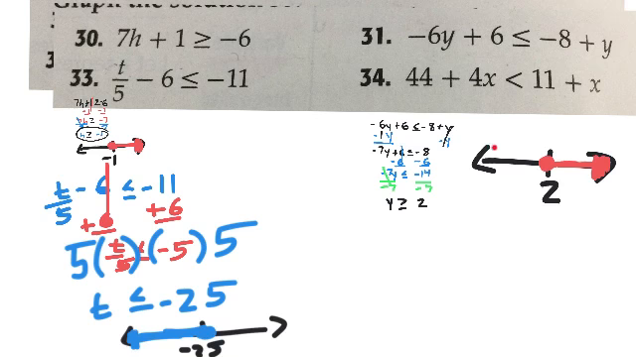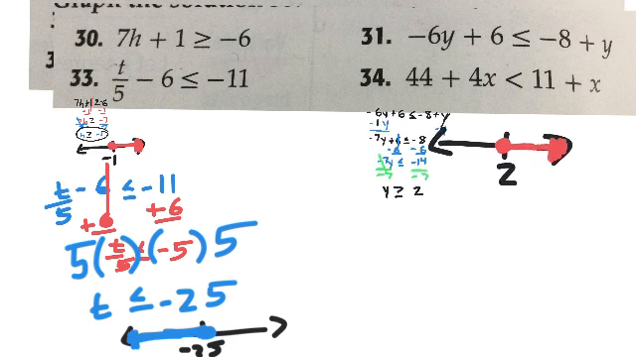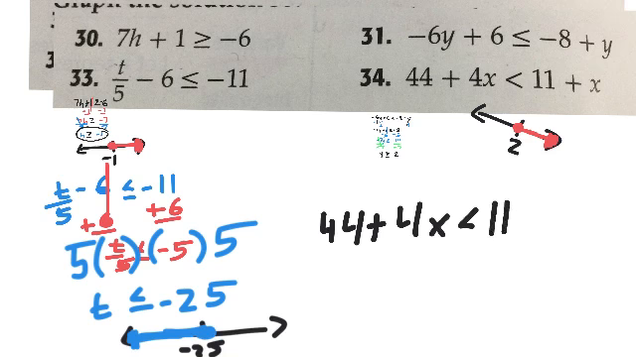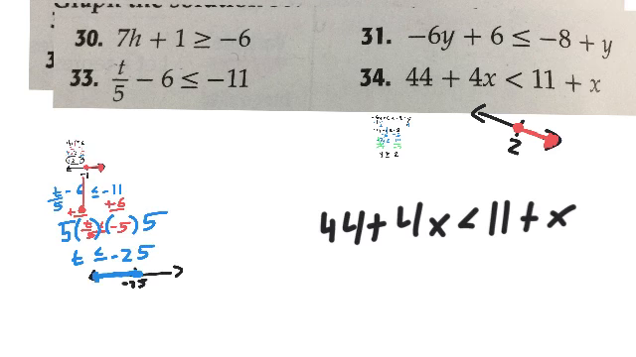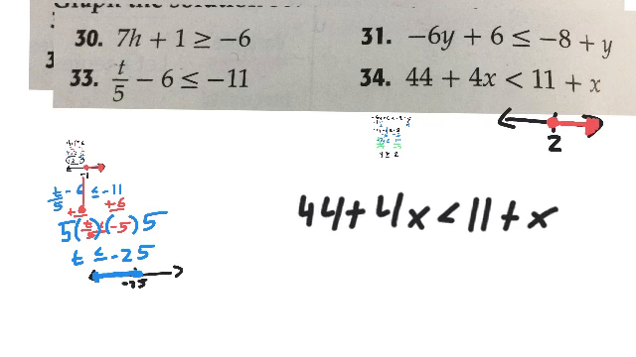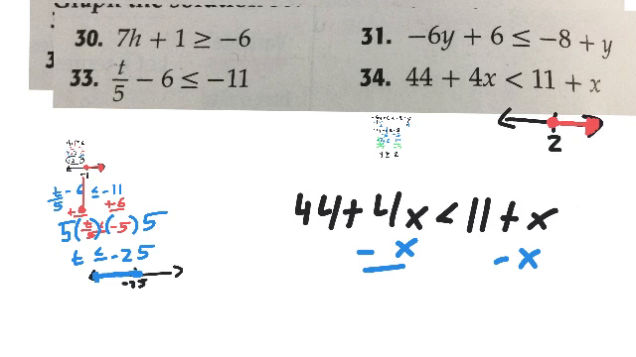Okay, so we write down the last problem. We're going to have 44 plus 4x is less than 11 plus x. So I have variables on both sides, so I want to get rid of that first. So I would get rid of the x on the right side. How can I do that? Subtract x from both sides. x minus x cancels. That leaves me with 11.